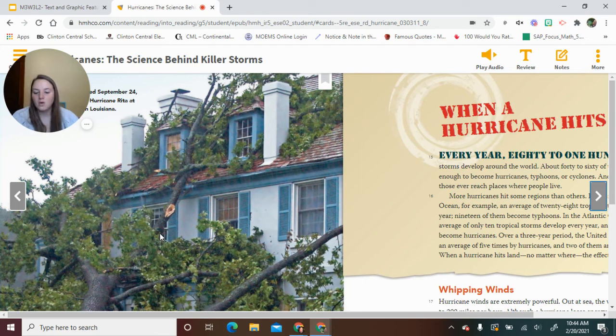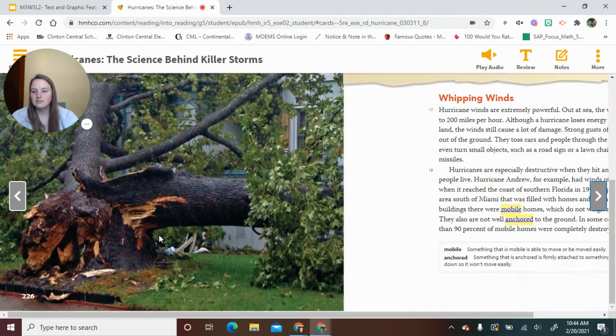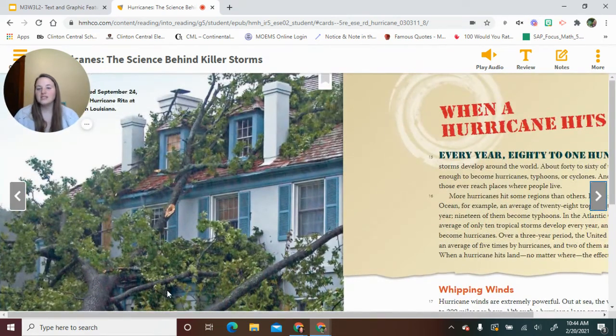A historic home was damaged September 24, 2005, by a tree downed by Hurricane Rita at Barksdale Air Force Base in Louisiana. And we're going to really focus on those 3 pages of images and really think about why did the author include those text features to help the reader understand more about hurricanes.